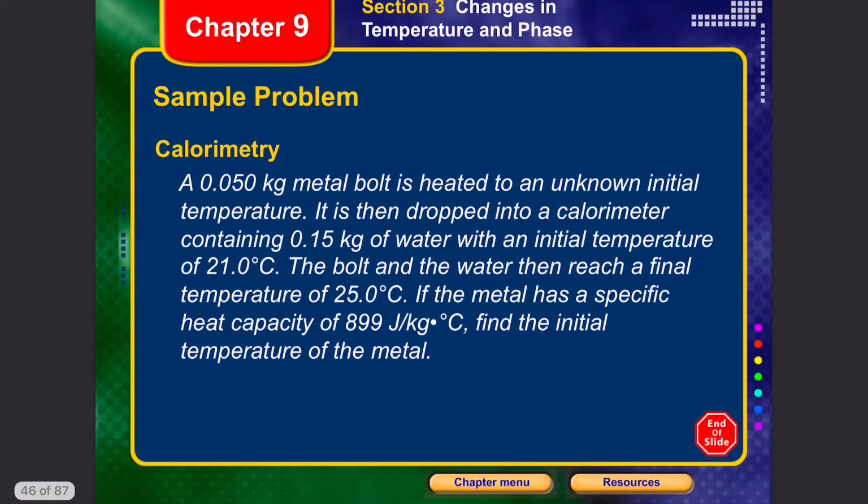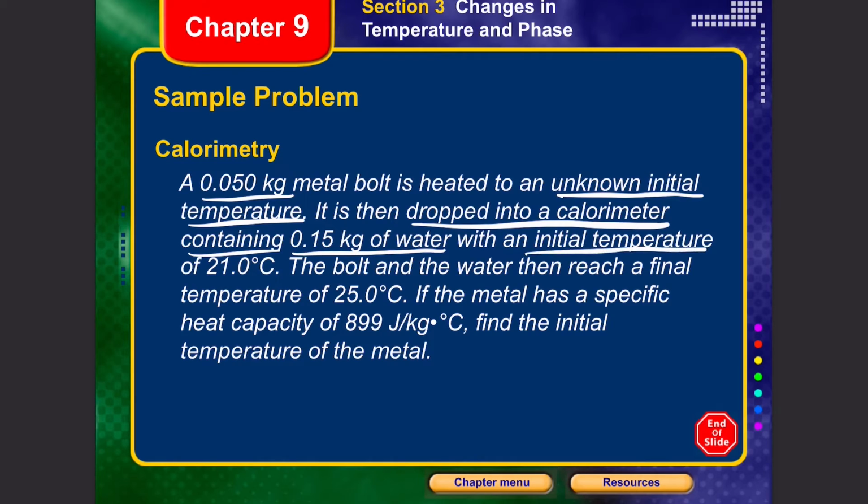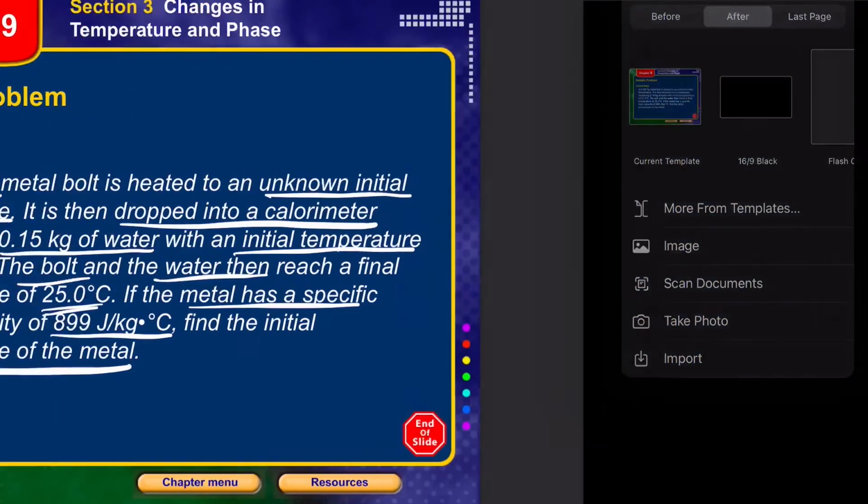So let's take an example and calculate the actual value for a particular solid. Let's try to solve a problem here. A 0.050 kg metal bolt is heated to an unknown initial temperature. It is then dropped into a calorimeter containing 0.15 kg of water with an initial temperature of 21 degrees centigrade. The bolt and the water then reach a final temperature of 25 degrees centigrade. If the metal has a specific heat of 899 joule per kilogram degree centigrade, find the initial temperature of the metal.